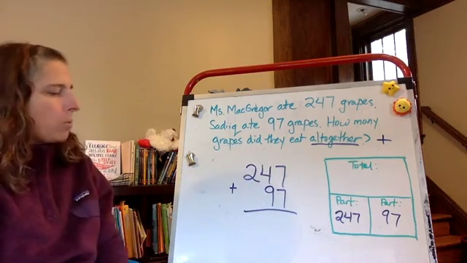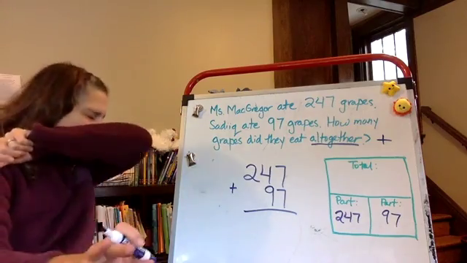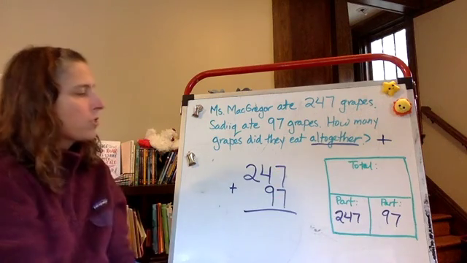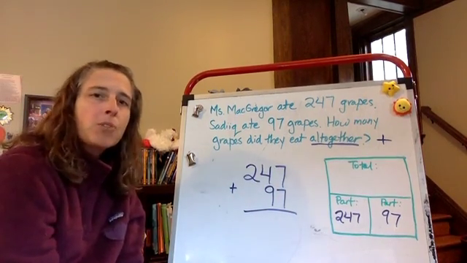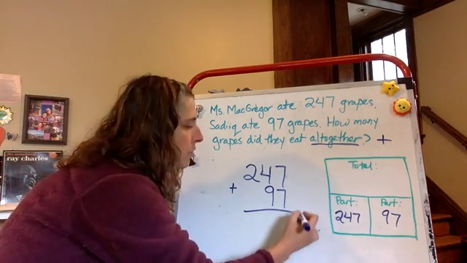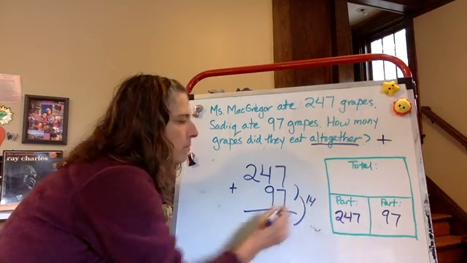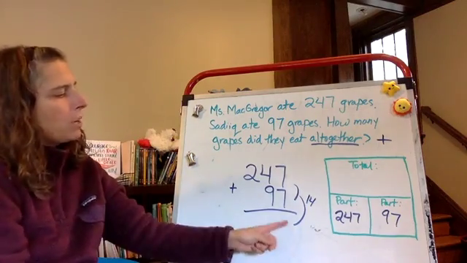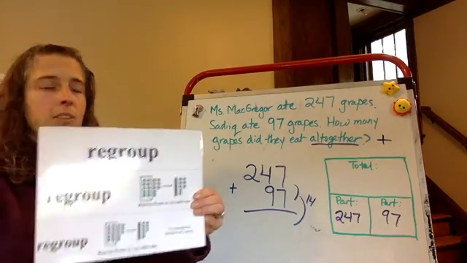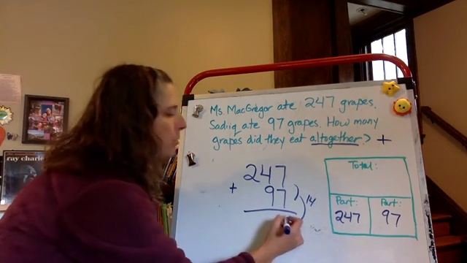So I've gotten to the point where I'm ready to do the algorithm of adding. I am going to add, and I'm going to start in that ones column first. So I'm going to add 7 plus 7. So I know 7 plus 7 is 14. But I can only put one digit right here in the column underneath there. I can only put one digit. I know 7 plus 7 equals 14. But I can only put one digit there. So what I'm going to have to do is called regrouping. Okay? So what I'm going to do is I'm going to take that last digit, the digit in the ones place, and I'm going to put it below right here.